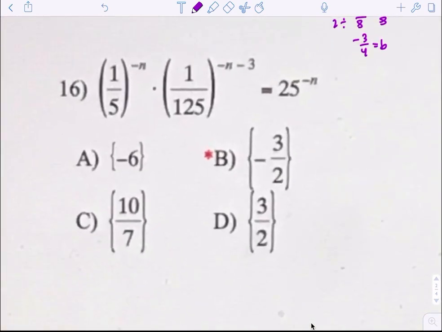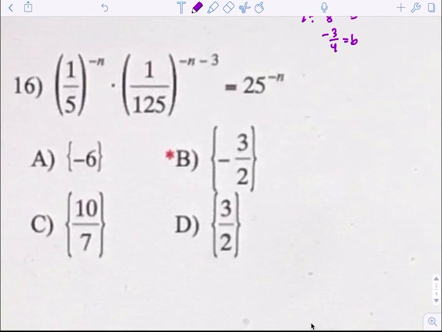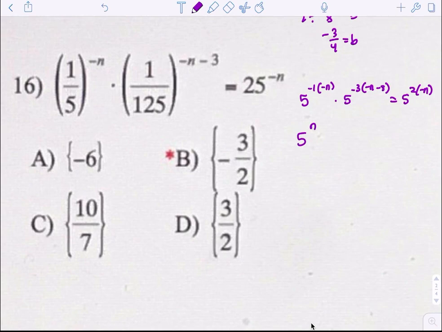Okay, last one, 16. Common base between each term is 5. So 5 to the negative 1 is the 1/5 part. 5 to the negative 3 is the 1 over 25 part. And this one's 5 to the second. Negative n. Distribute: 5 to the n times 5 to the 3n plus 9 is equal to 5 to the negative 2n. Common bases and they're multiplication, so add your exponents.